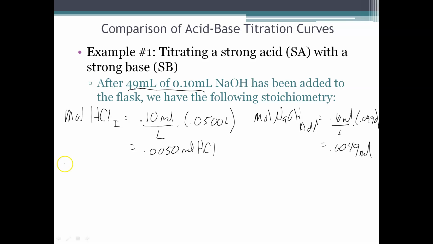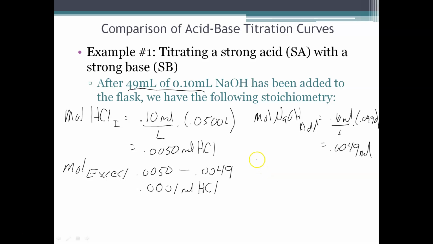So let's find the moles of excess HCl. Well, that's simple. We have 0.0050 moles of HCl minus 0.0049 moles of NaOH gives me an excess of 0.0001 moles of HCl. That's how many moles of HCl I have left over in my flask.